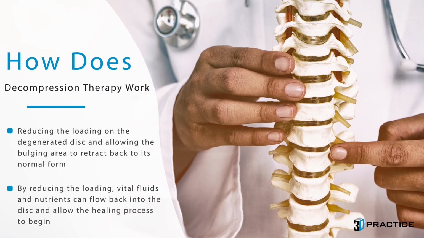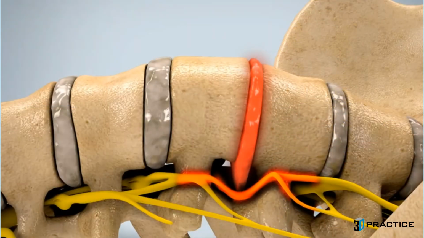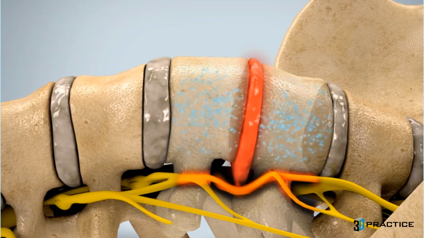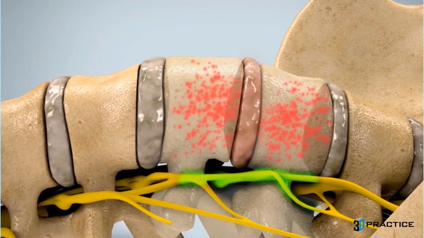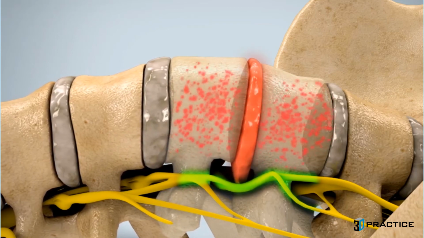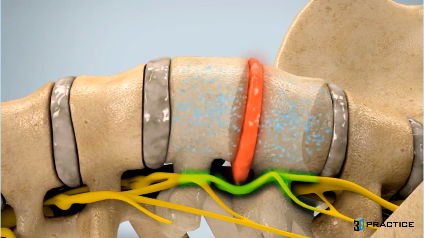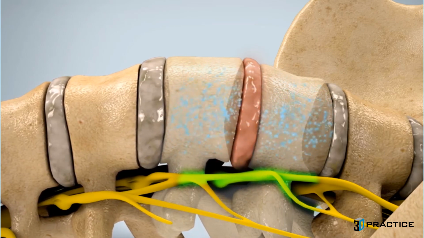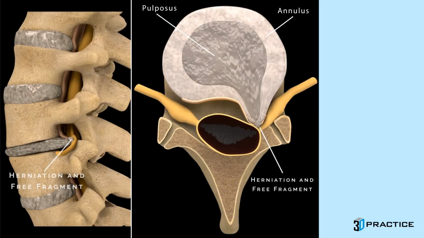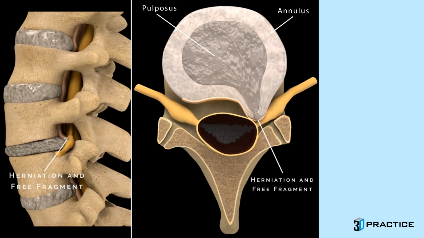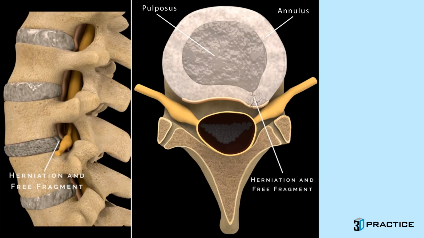Let's animate the decompression process on a bulging disc within the lumbar area. Notice that with decompression therapy, the disc can retract to its natural form and normal height restored. As vertebral pressure on the disc is reduced, we can see that the bulging area begins to retract back to its natural form. This disc now has the opportunity to absorb vital fluids and nutrients while the outer layer, or annulus, begins healing. Once again, we'll revisit the axial or top-down view of the disc. During the healing process, the disc retracts, and we can see the fine tears in the annulus can begin to heal.